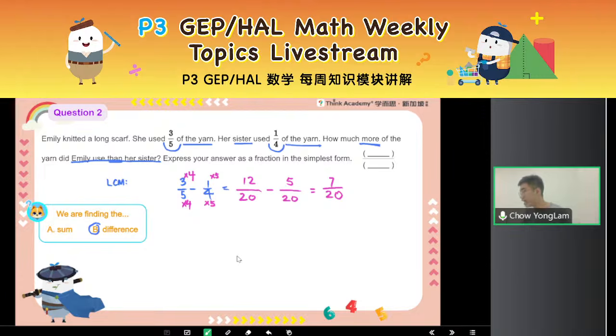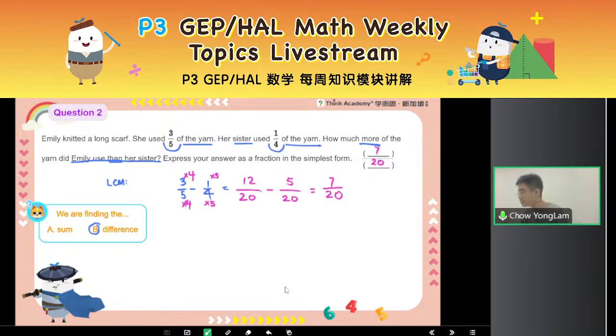That's right. Now, 7 over 20, we got it already. Can you simplify it? Can you divide both sides to make the denominator and the numerator smaller? Well, unfortunately, I don't think you can. So you can just write your answer as 7 over 20. Sometimes you are lucky, the difference you get is already in the simplest form, then go ahead with it. Sometimes it's not, then you need to simplify it by dividing the top and bottom.